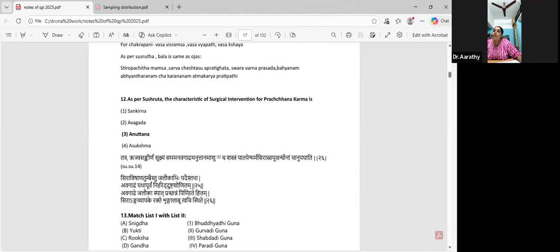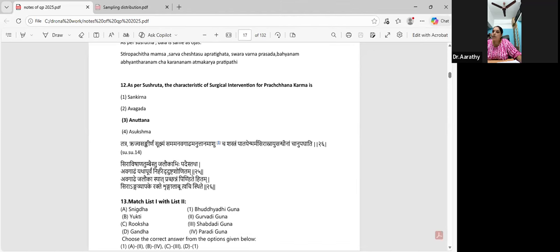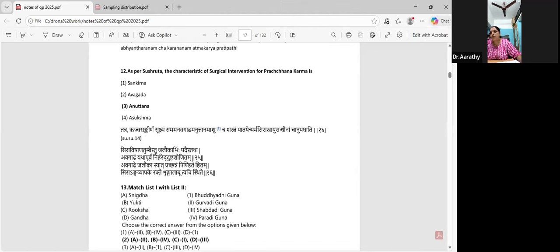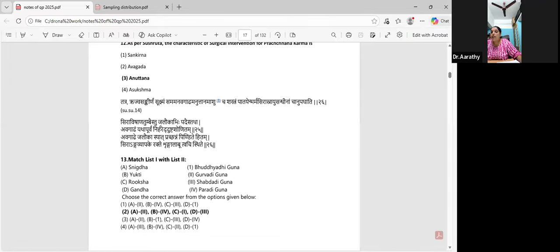Okay. Then the 12th question: as per Sushruta, the characteristic of surgical intervention for Prachana Karma is. Sushruta Samhita, Sutrasthana, 14th chapter. You have all the references over there. So how should you do Prachana Karma? Riju, Asankirnam, Sukshmam, Samam, Anavagadam, Anuttanam, Ashu. These are the characteristic features of Prachana Karma. This is how the Shastra Padam should be done during Prachana Karma.